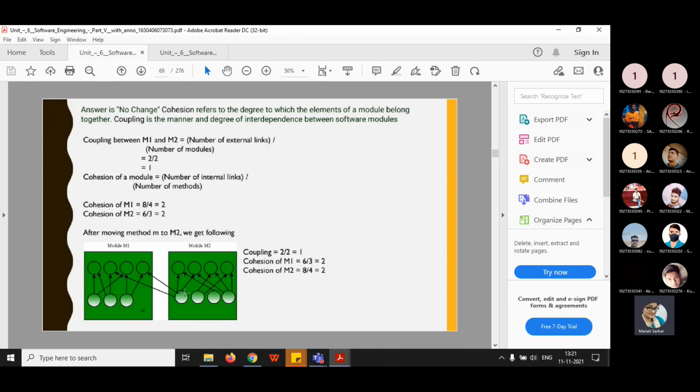We are shifting this M here, and see, these 2 outgoing arrows that are present in M2 are there, and the ones present in M1 we are connecting like this, okay? So see here, the correct answer will be no change.